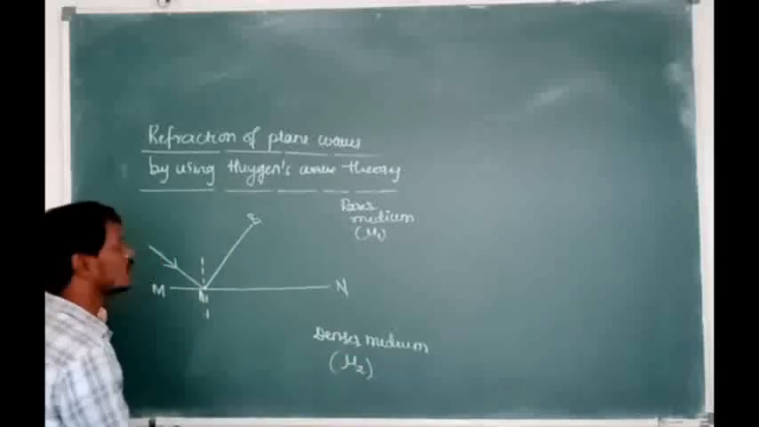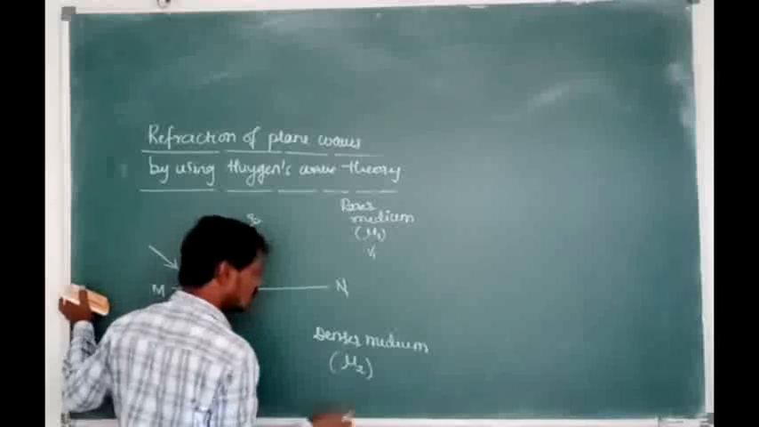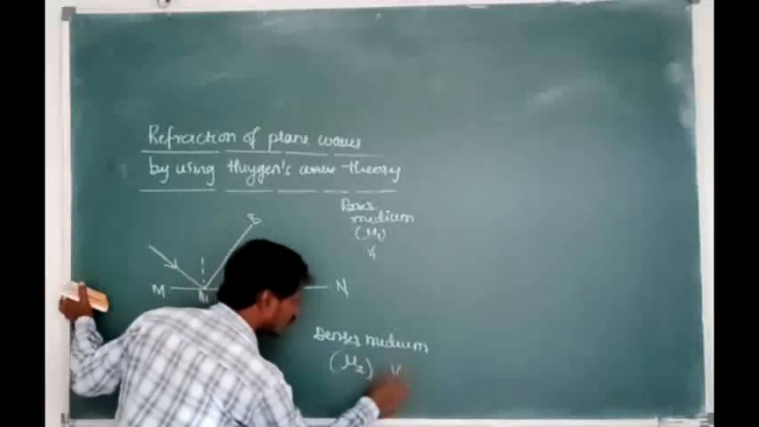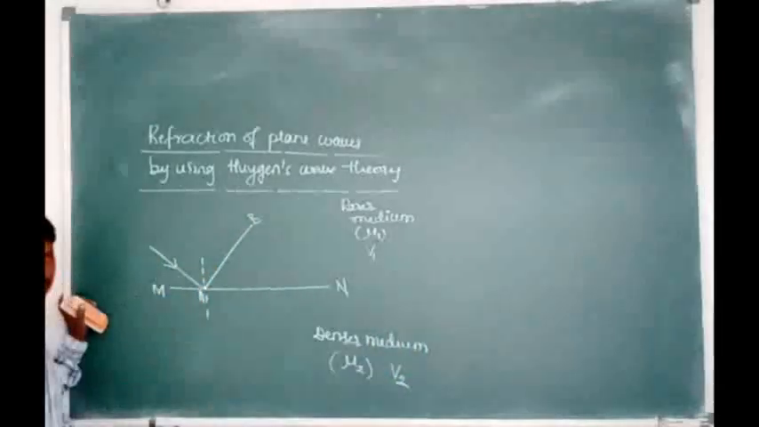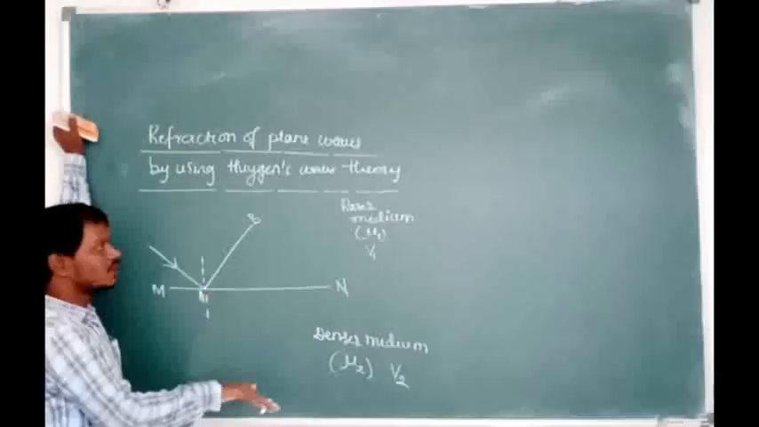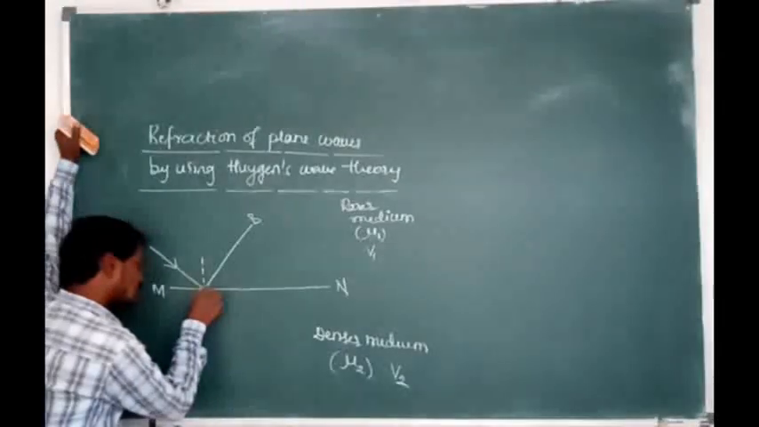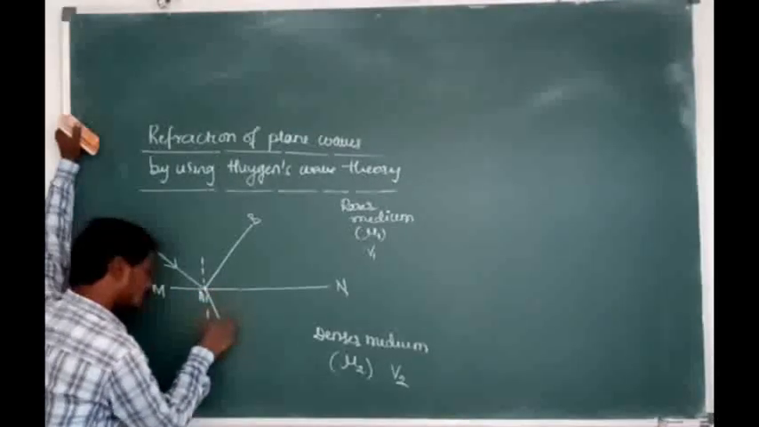Then the speed of light in the rarer medium can be taken as v1, and the speed of light in the denser medium can be taken as v2. Now the light is traveling from which medium to which medium? Rarer medium to denser medium. In the denser medium, the light bends towards the normal.